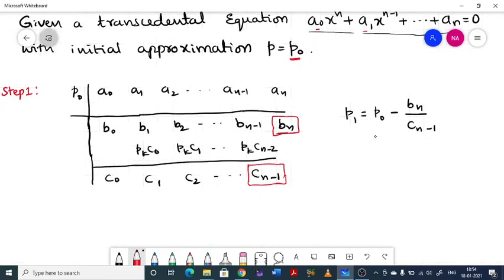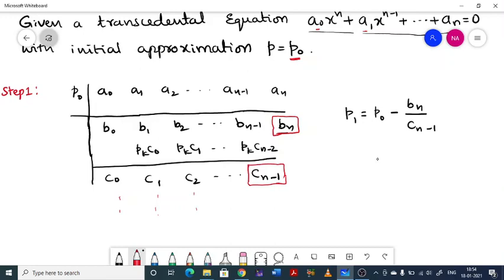Now from this you have to repeat the process again. That means you have to consider the same entries. Again you have to apply the synthetic division method here. So in each step you will be getting different bn and cn's. You have to continue the procedure here.